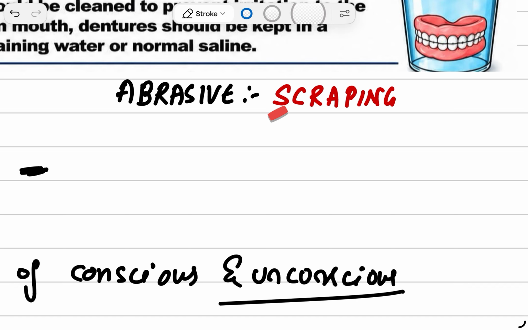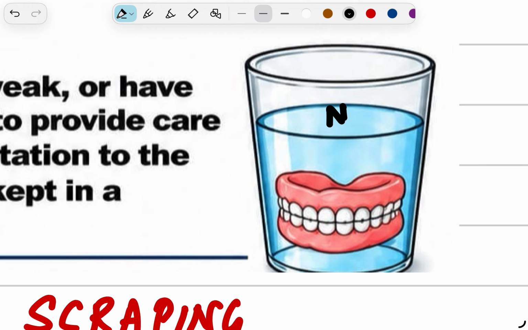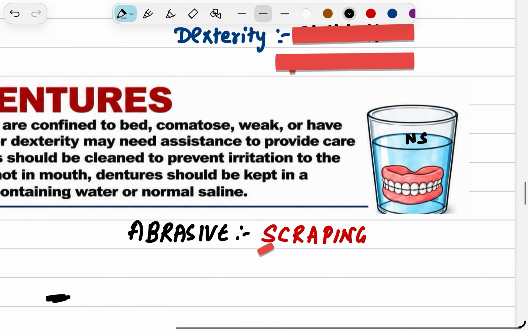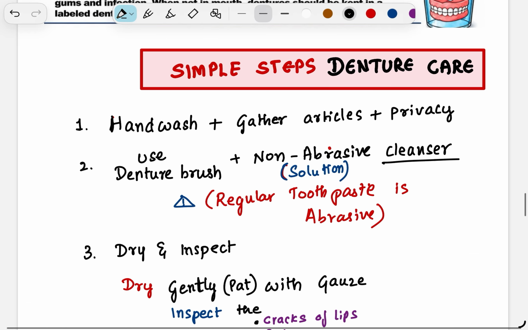The cleanser, or you can call it a solution. Which type of solution do we have to use? Non-abrasive solutions, or non-abrasive cleanser, we need to use. Is that clear? Everybody understood? So how are they soaked? They are soaked in the water, or else normal saline. Clear? Okay, so coming to the steps, some simple steps they have given.